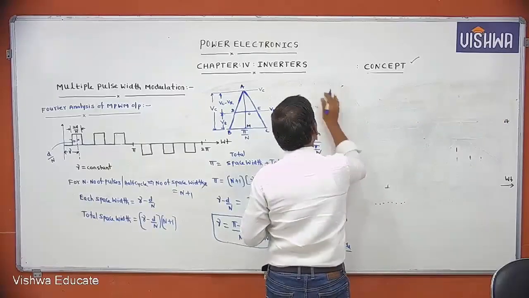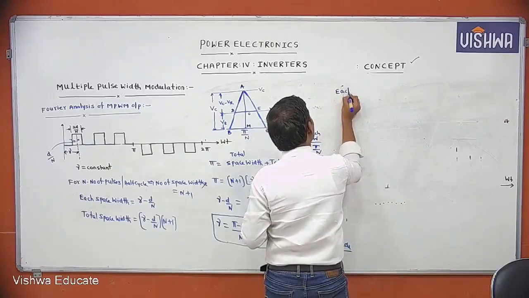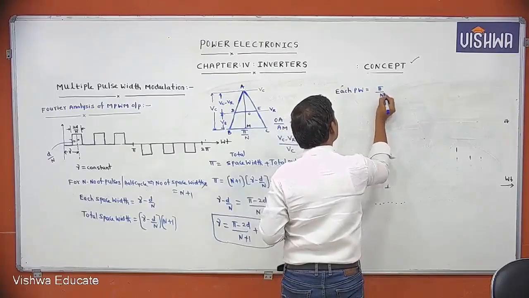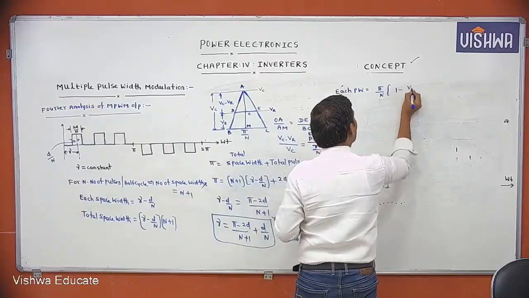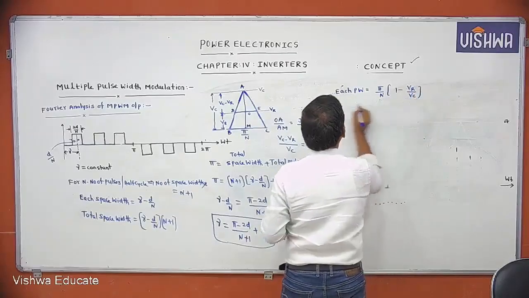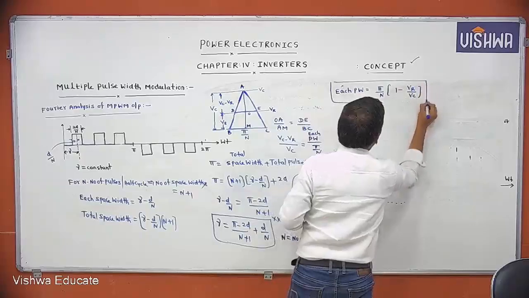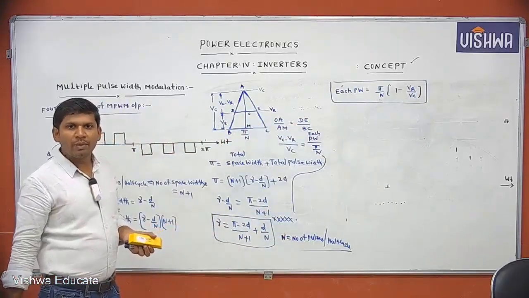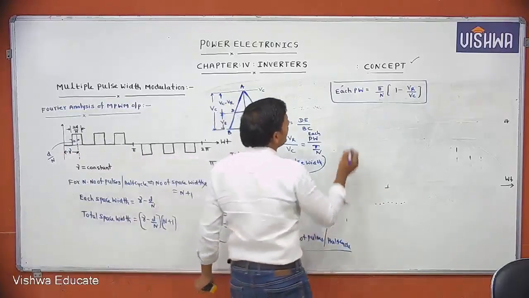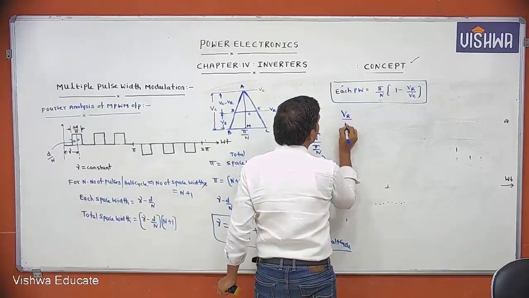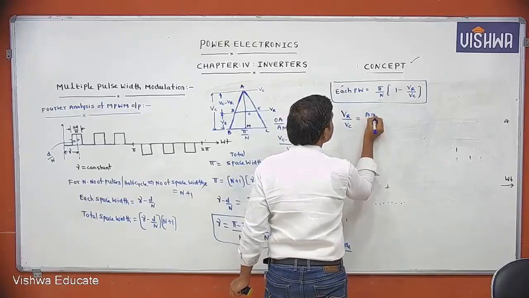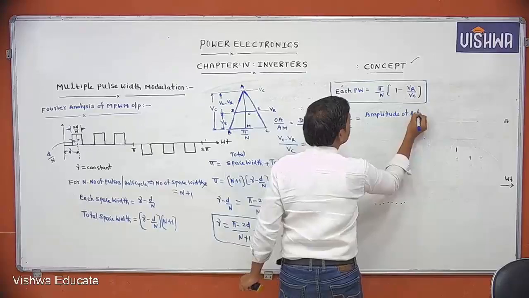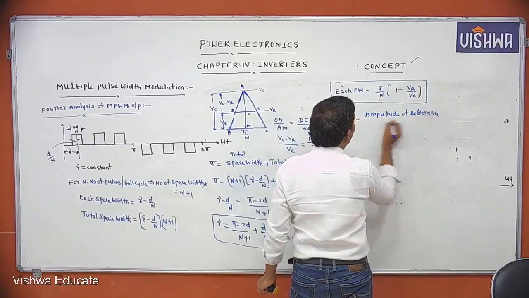Then each pulse width equals pi by n into 1 minus VR by VC. This is a formula. In multiple pulse width modulation, how to calculate each pulse width? Pi by n into 1 minus VR by VC, where VR by VC is the amplitude of reference by amplitude of carrier.